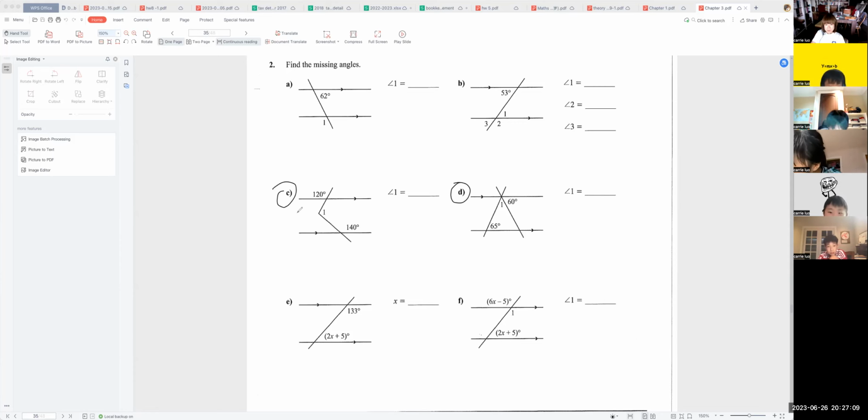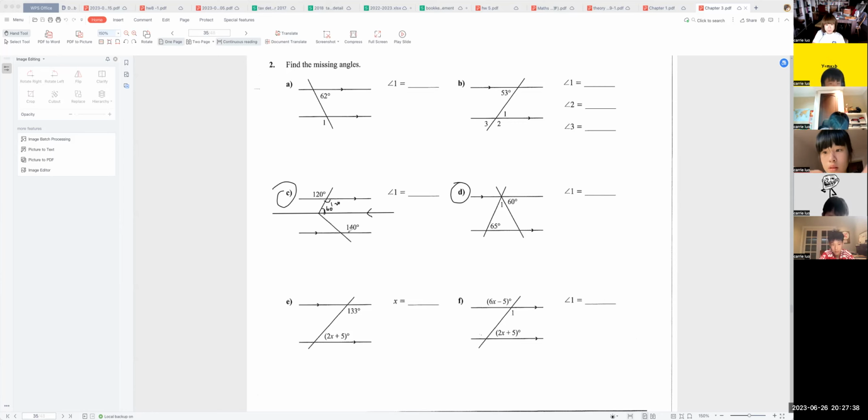Okay, does anyone know how to do this one? This one is a little bit hard. So I'm going to draw an added line. We need to add a line, everybody. Okay, so I put it here. Everybody, take a look at this one. So I add another perpendicular line here. So this one equals what? This one equals 120. So this one equals 60.